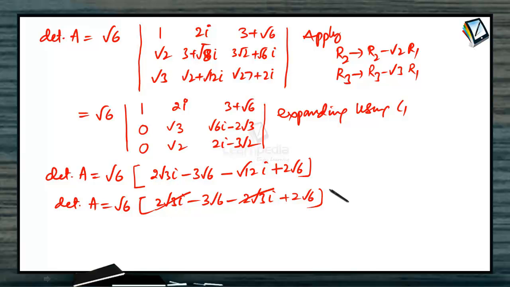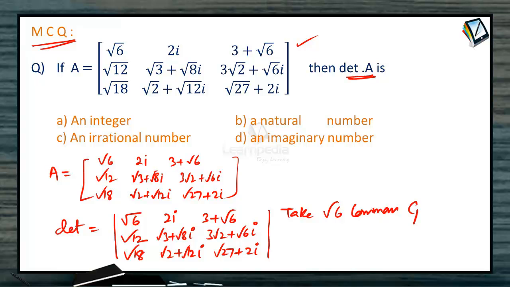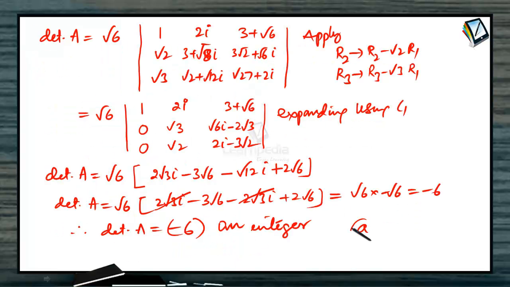This gets cancelled, leaving minus 3 root 6 plus 2 root 6, which is minus root 6, into minus root 6, that is minus 6. Therefore det of A is equal to minus 6. This is an integer. Hence, which option is going to be the correct option? That is option A is going to be the correct option for this question.